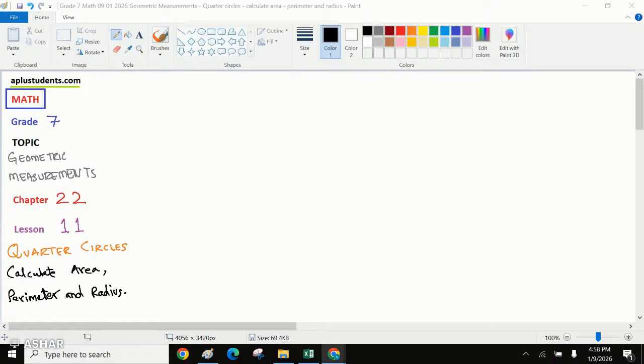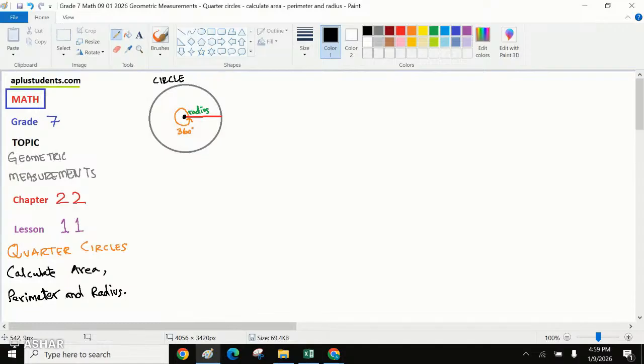Okay. So let's see what is a quarter circle. First thing first, we know that this is a complete circle, right? And the distance from the center to the circumference is always known as the radius, right? And a circle is always made up of how many degrees? 360 degrees. This is a circle.